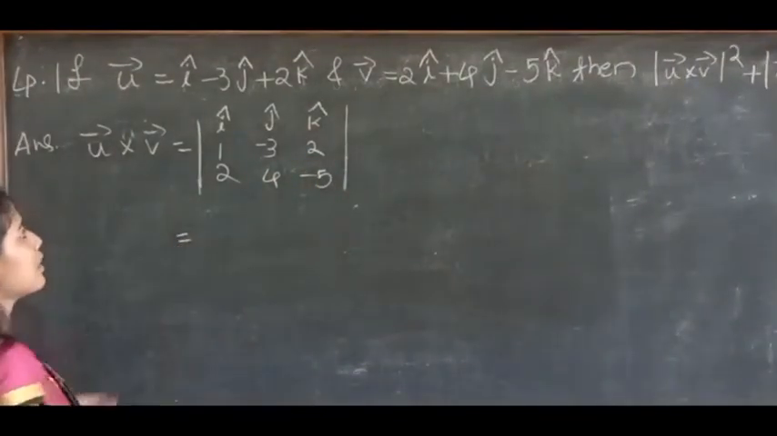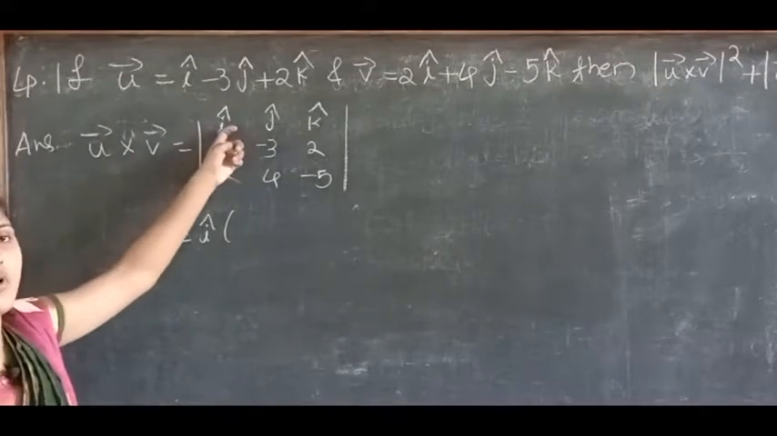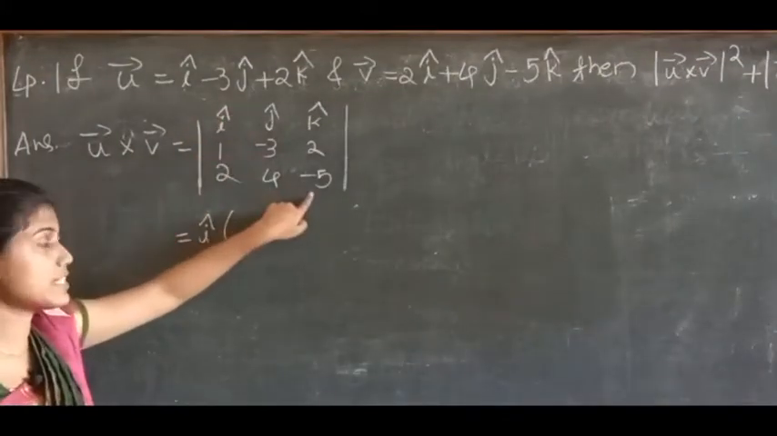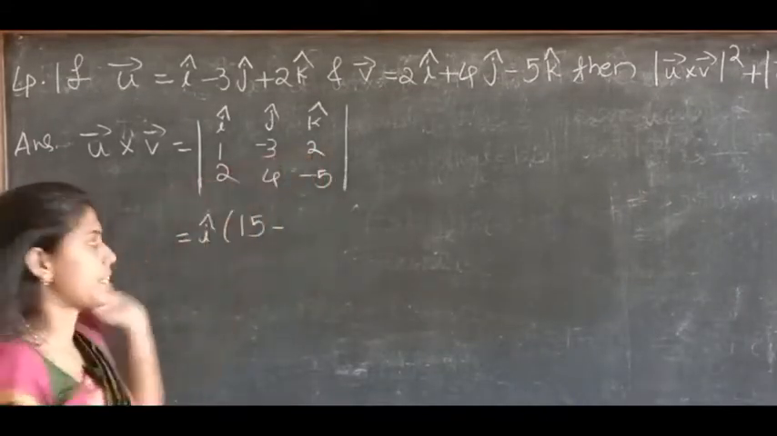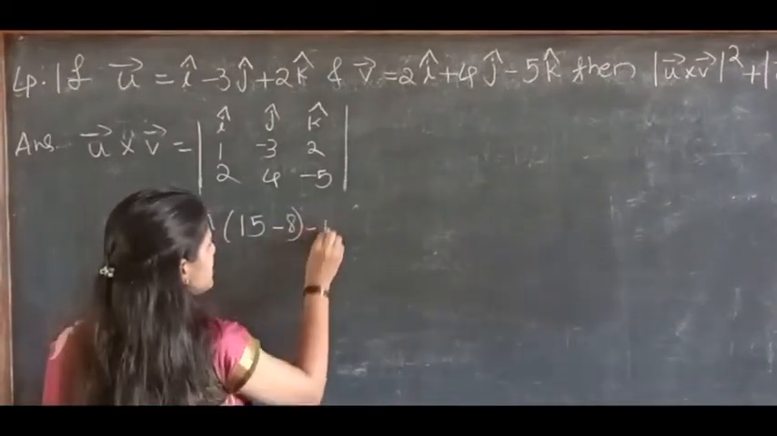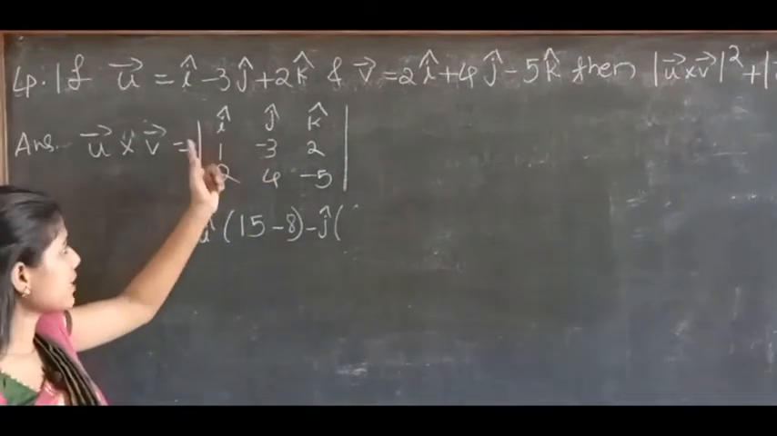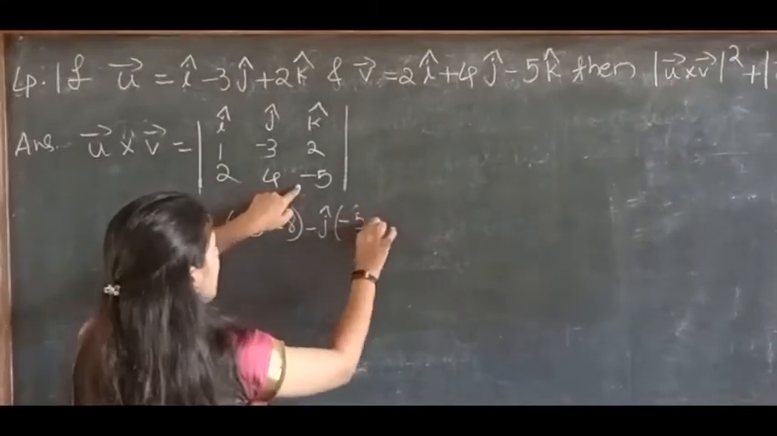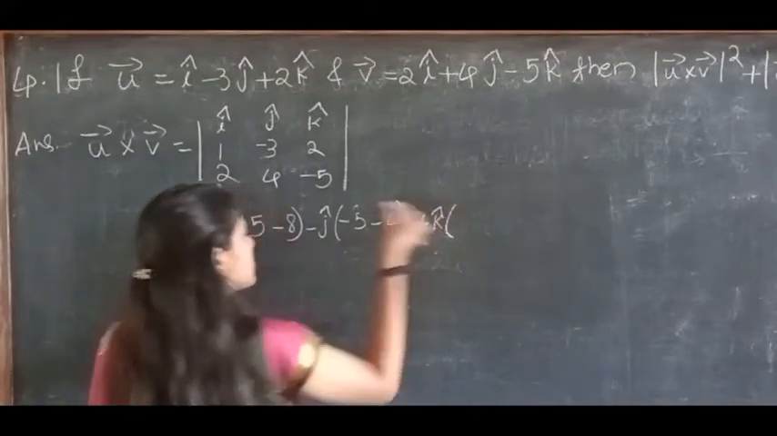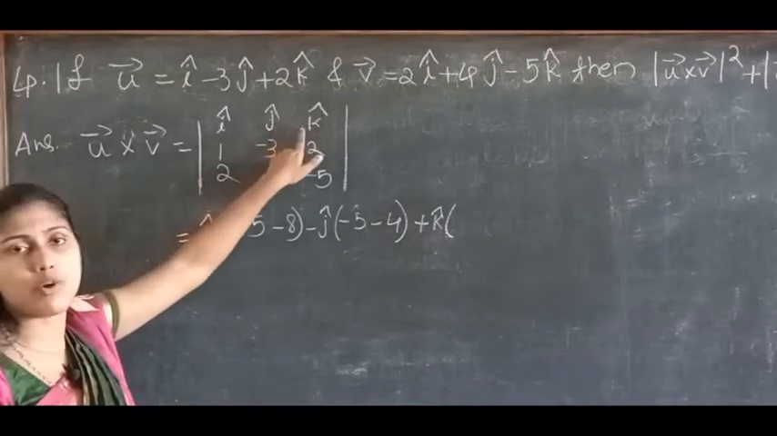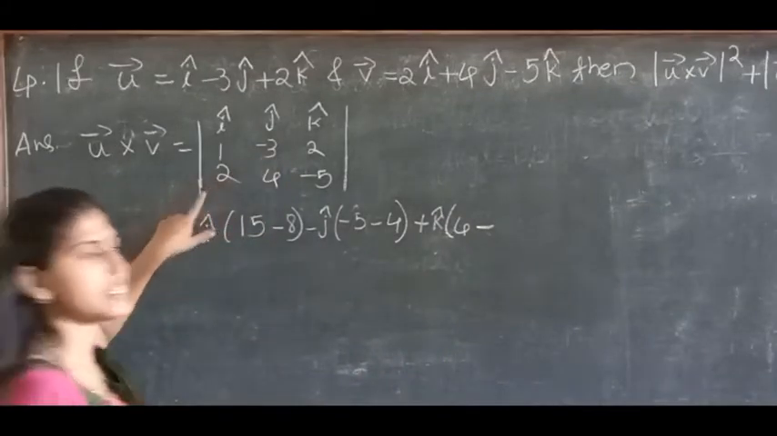It is equal to, find the determinant. First i cap times, first we remove the row and column of i cap, then we get minus 3 times minus 5, that is positive 15, minus 4 times 2, that is 8, minus j cap times, here we remove the row and column of j cap, then we get 1 times minus 5 is minus 5, minus 2 times 2 is 4, plus k cap times, here we also remove the row and column of k cap, then we get 1 times 4 is 4, minus 3 times 2 is 6, minus 6.